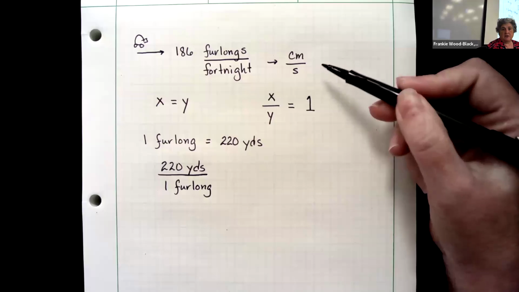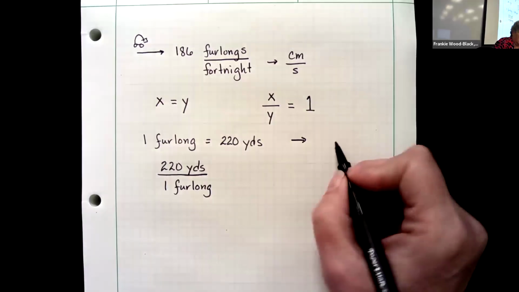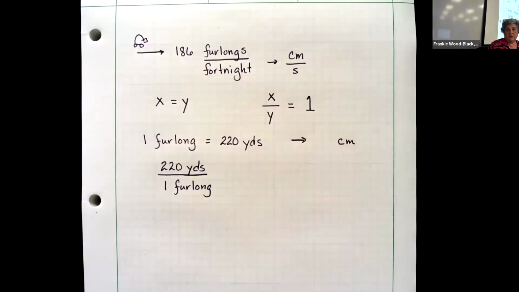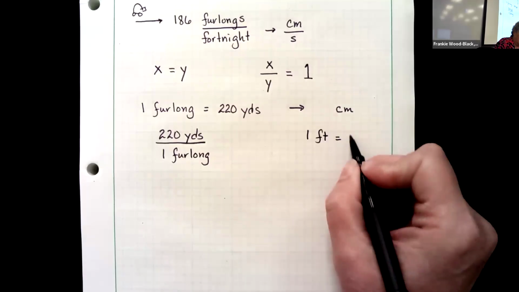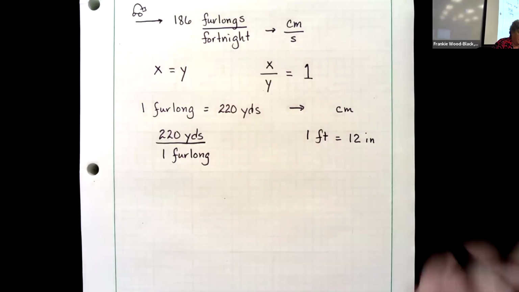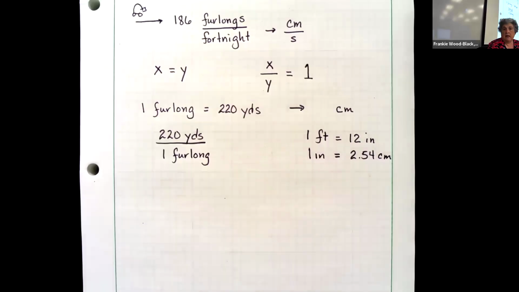Now, we want to end up in centimeters per second, so I've got to do a couple other things. One is I've got to convert yards to centimeters. Well, I'm going to do it a different way because I don't have my conversion tables handy, but I have some conversion factors in my head. And those conversion factors are things like this: 1 foot is equal to 12 inches, and I happen to know that 1 inch is equal to 2.54 centimeters. In your textbook, along one of the covers or in the appendix, you have a list of conversion factors. But I've got those two conversion factors.